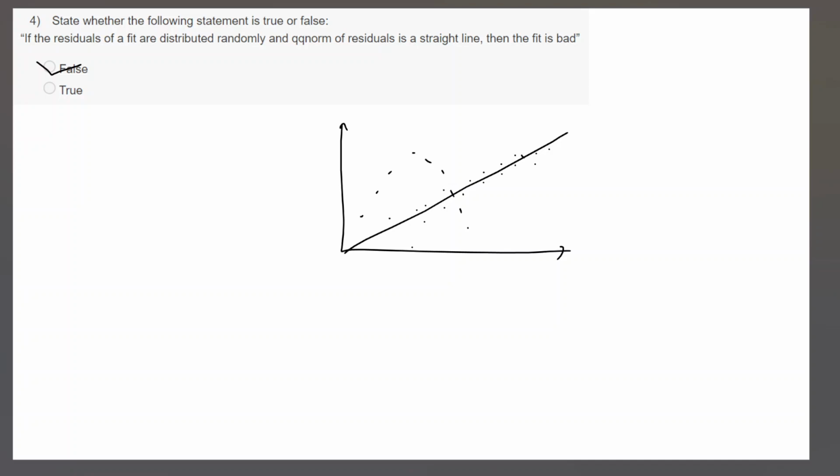Whether the following statement is true or false: the residuals are distributed randomly and the QQ norm of residuals is a straight line. Then the fit is bad.